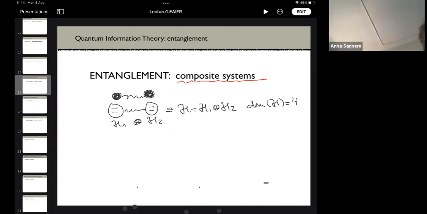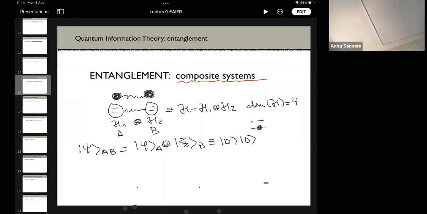Now, before I was writing that, and I was cheating a little bit. Let me call this one A and this one B. So how is the state of A and B? Well, of course I can write something on A times something on B, a state in A and a state in B. For instance, imagine that I say that this is 0, 0. That corresponds to the first one being in 0 and the second one being in 0.